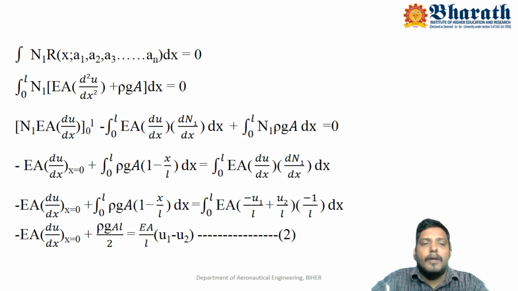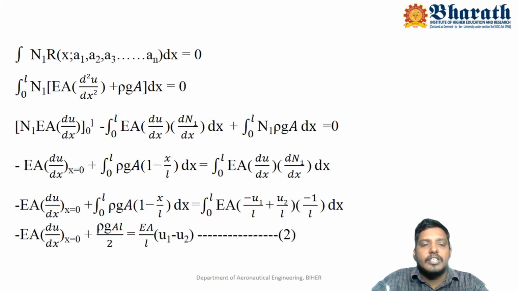Then you apply your weighting functions, chosen as your shape functions. Therefore, N1 times EA du by dx from 0 to L, minus integral 0 to L EA du by dx times dN1 by dx times dx, plus integral of 0 to L N1 times rho g A times dx equal to 0. For the second derivative of the differential equation only, you have to apply the integration by parts formula. That means integral of u dv is equal to uv minus integral v du.